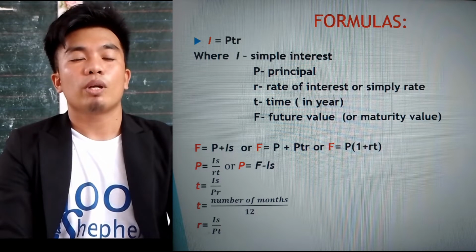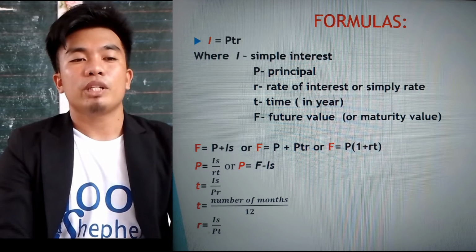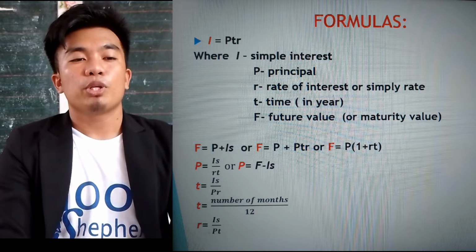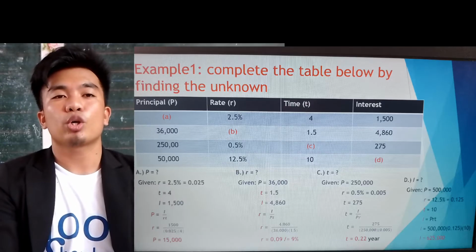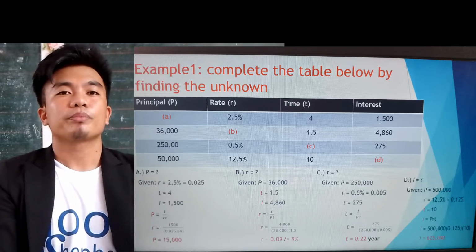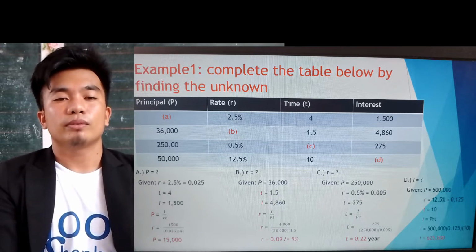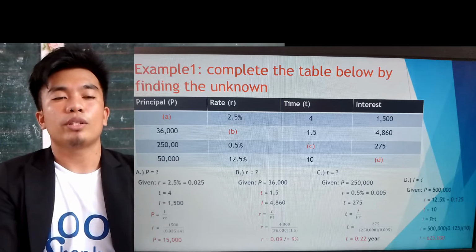Our time, we are going to convert into numbers, and months can be divided by 12. Our rate formula is interest over principal times time. Now we have 3 examples this morning that I am going to solve. First, complete the table below by finding the unknowns. We have 4 unknown numbers: A, B, C, D. First, we can find the principal, which is A.